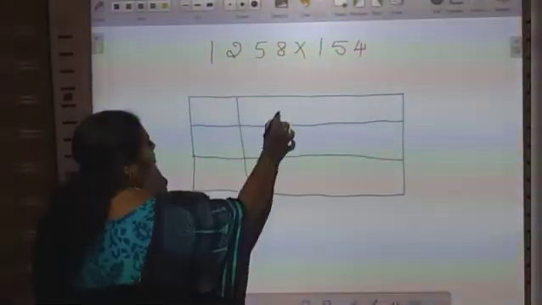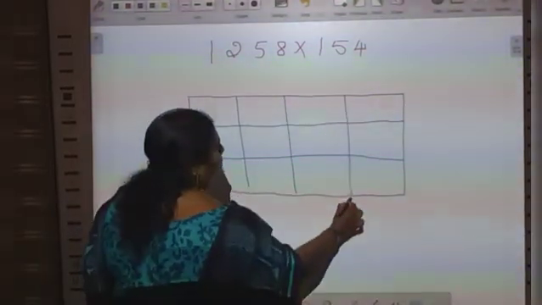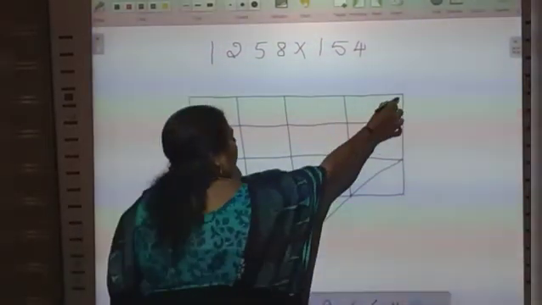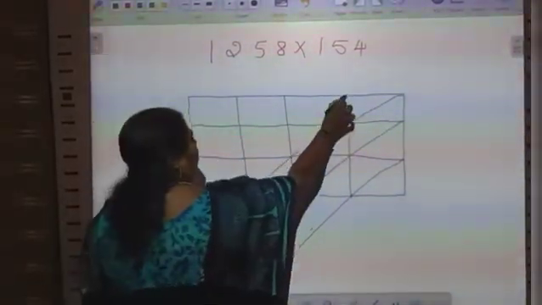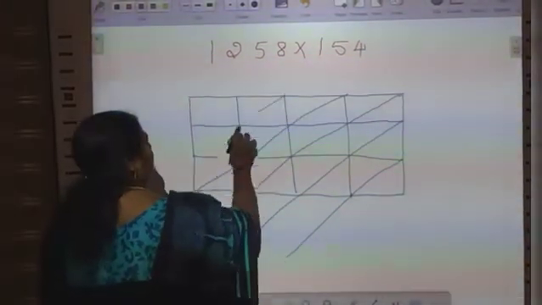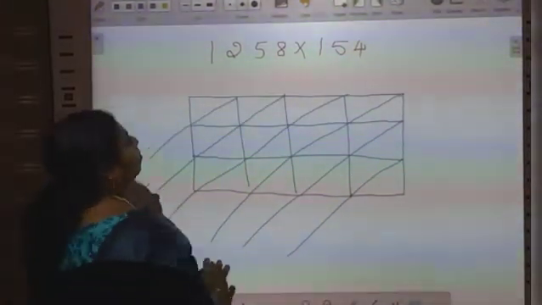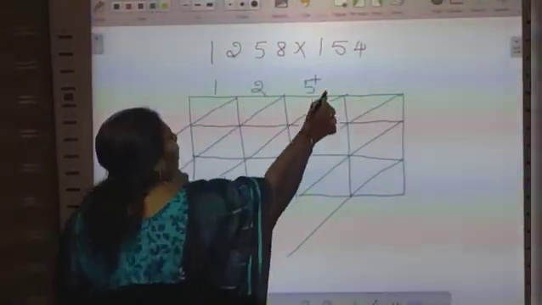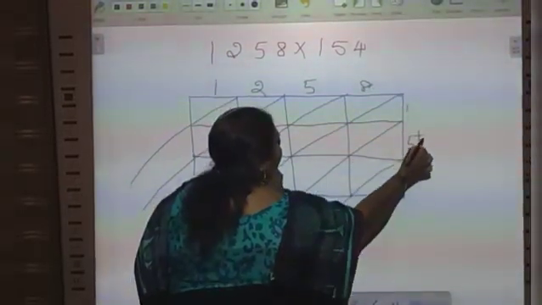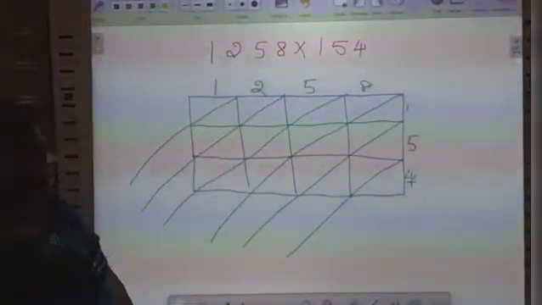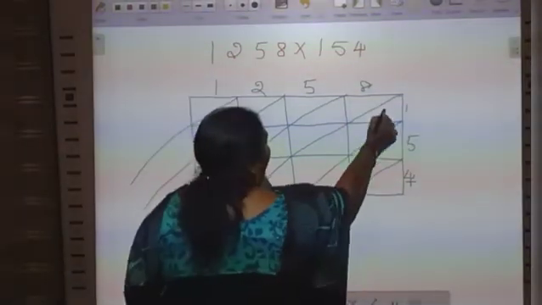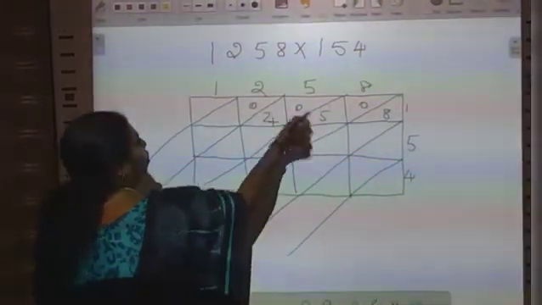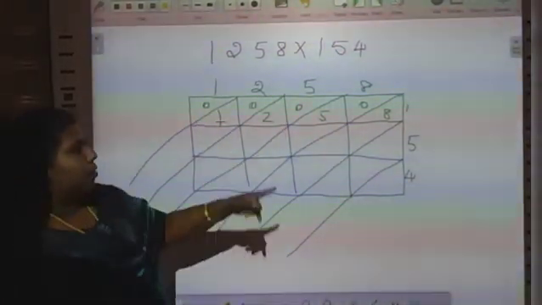Yes, next diagonal line. Yes, 1258, 154. Yes, multiply. 1 8 is 8. Then 1 5 is 5. 1 2 is 2. 1 1 is 1. Next, fifth table.